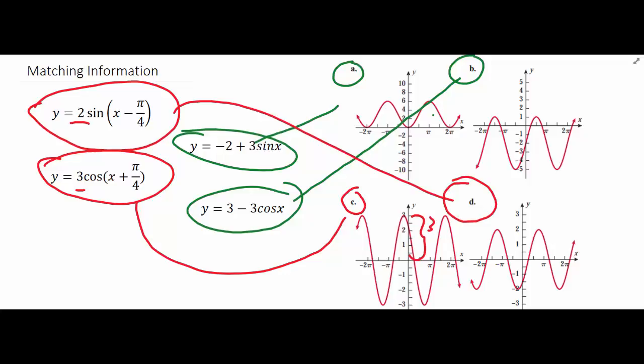Now let's make sense of that. Well, yes, it has an amplitude of 2 units. It's sine, but it's shifted by pi over 4. So it starts here at pi over 4 and looks like our typical sine graph. So there, now we've matched representations of graphs to equations.